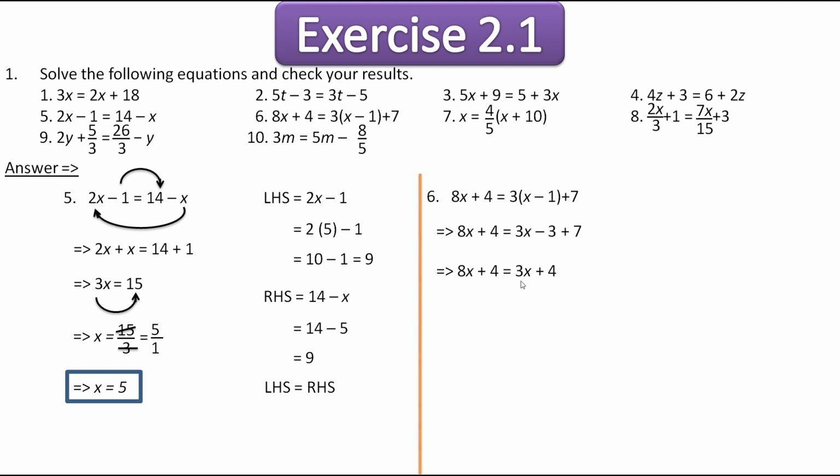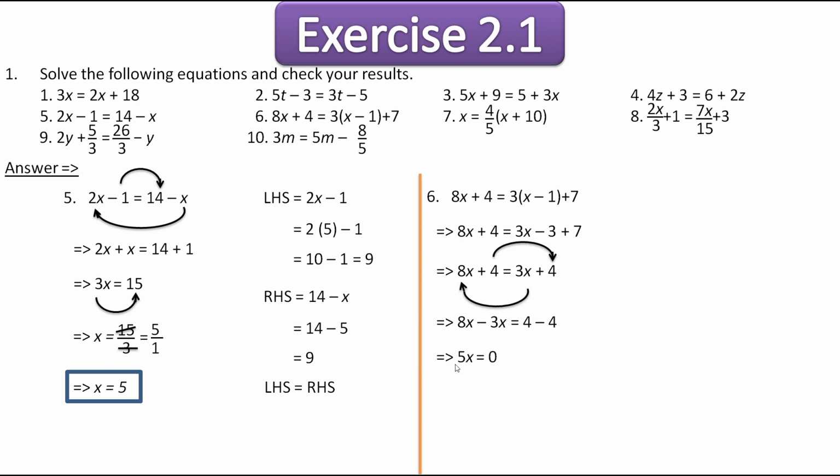So I'll send this 3x to the left hand side, so it will become 8x minus 3x, and this 4 to the right hand side, so it will become 4 minus 4. Now 8x minus 3x is 5x, and 4 minus 4 is 0. So now we have the term x multiplied with 5.